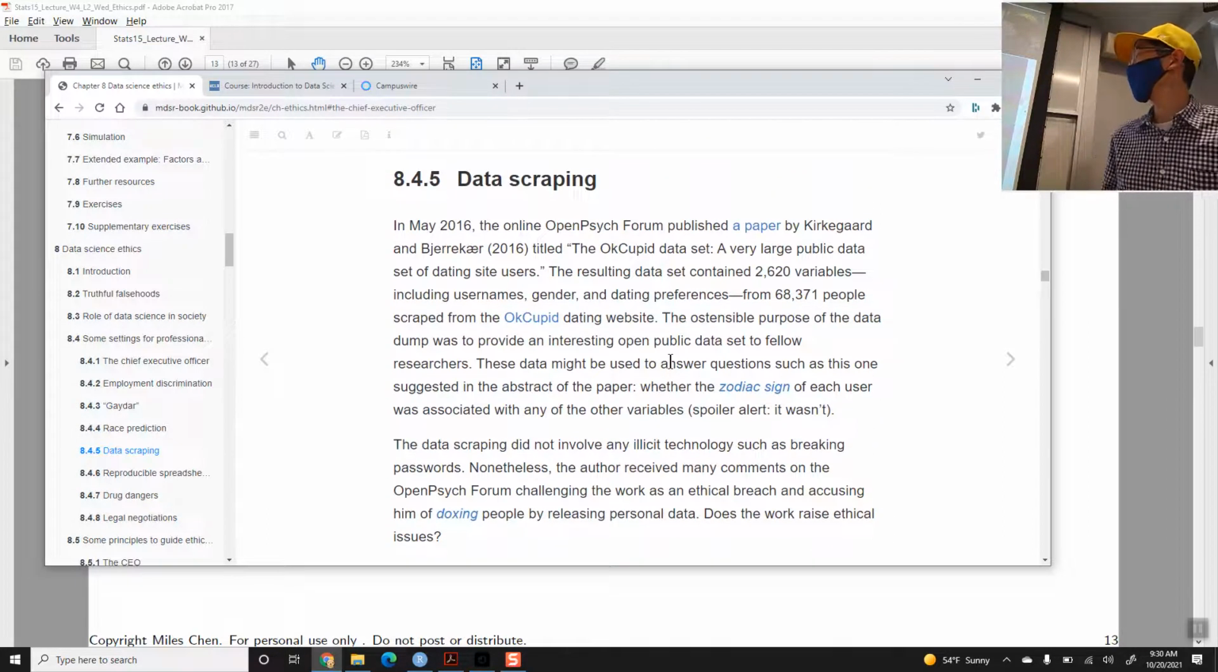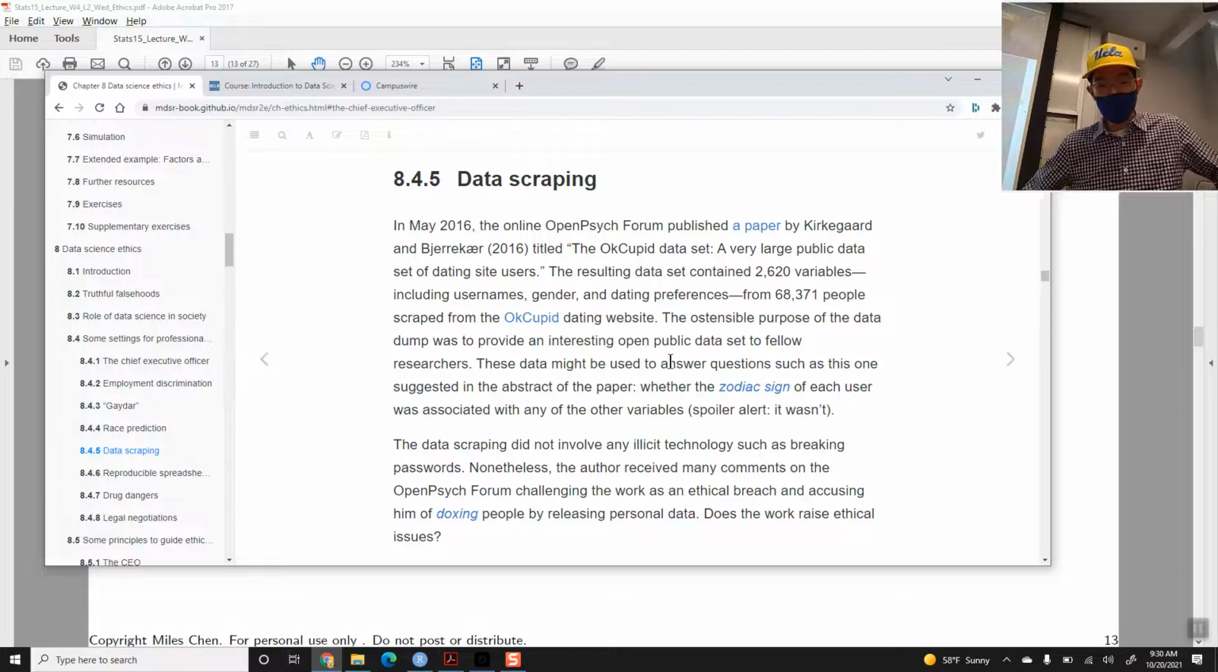Another issue is one you could even encounter on your own, as you are looking for data sources to use. You are going on different websites, Kaggle, these government websites, these other places that have data. Some of you might say, hey, maybe we should scrape our own data, okay? That's a possibility. And so a paper was published where the data came from OkCupid, a very large public data set of dating site users.